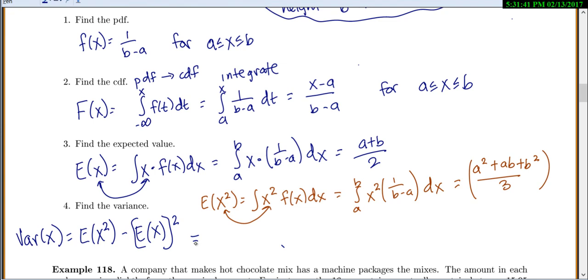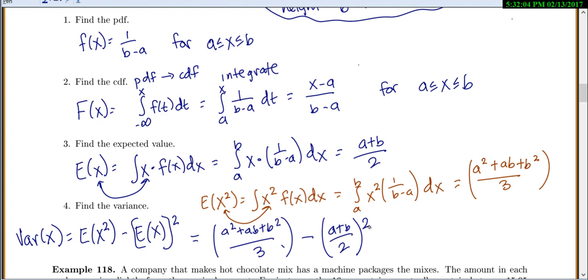So now let's come down and find our variance. So the expected value of x squared means we'll take all that we just found, a squared plus ab plus b squared over 3, minus, and then we do our expected value of x, which is a plus b over 2, but then you have to square that. So the expected value of x, all squared.